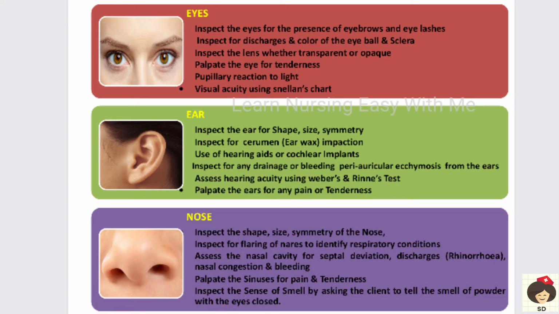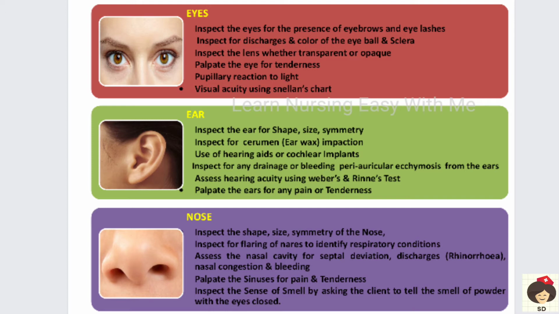Okay, in the eyes you have to inspect for the presence of eyebrows and lashes. Some persons would have removed the eyebrows and eyelashes, so all this you have to check. And also for any discharges and color of the eyeball and sclera, okay. In case of conjunctivitis, the patient may have discharges from the eye, and also the conjunctiva will be red in color. And in case of jaundice, the sclera will be yellow in color. So these changes you have to inspect. And also you have to inspect the lens for transparency or opacity, okay. In cataract, the patient will have an opaque lens.